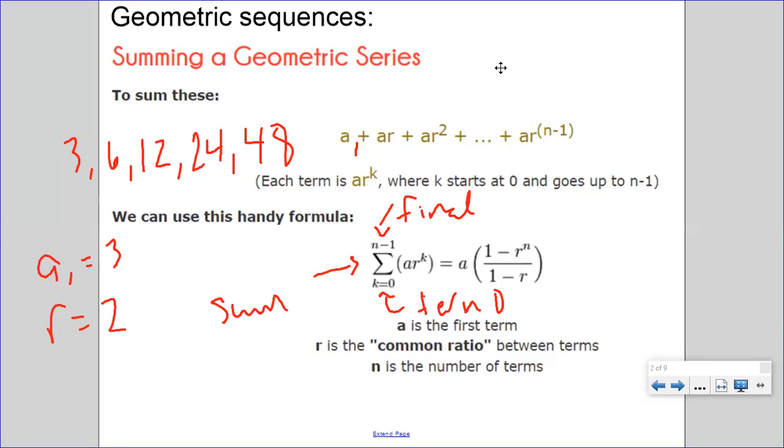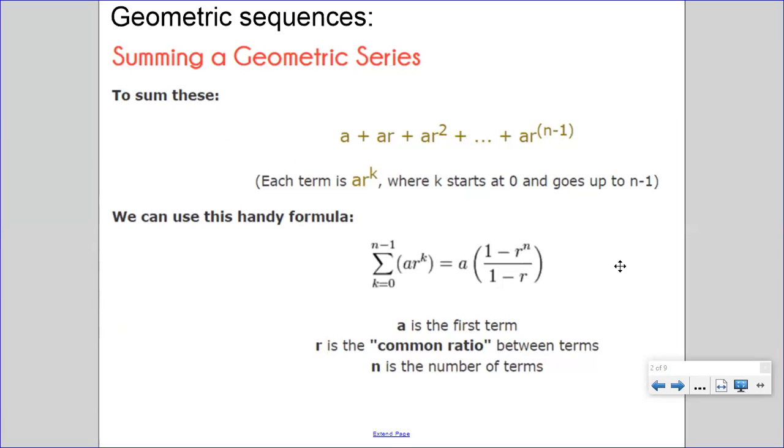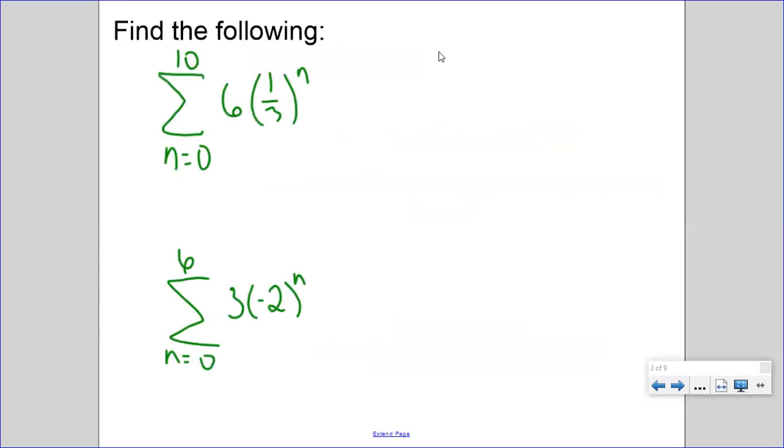I mean, obviously I'm going to give you some as well. All right, let's try some out. So I would like you to find the sum of the first 10 terms here. Now, if you wanted to, you could also list this out, right? But we're assuming you're not going to do that. So this is the sum of our first 10 terms. Take a minute and see if you can get these two.